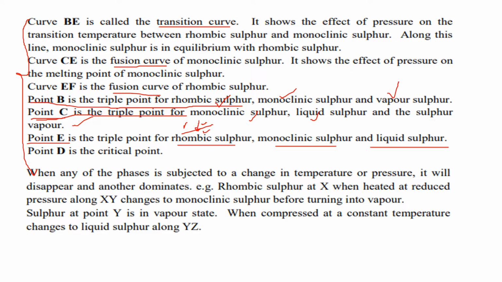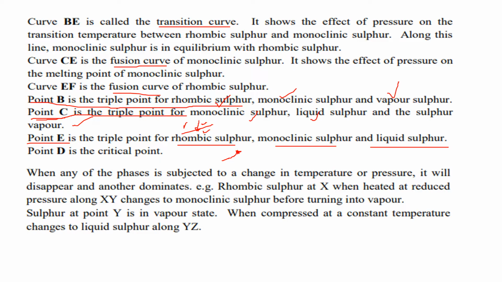And you're saying that point D is the critical point. I've told you it's always the point beyond which a gas cannot be liquefied, however much pressure is increased. So don't forget that. It's a simple definition. The point beyond which a gas can never be liquefied, however much pressure is exerted.